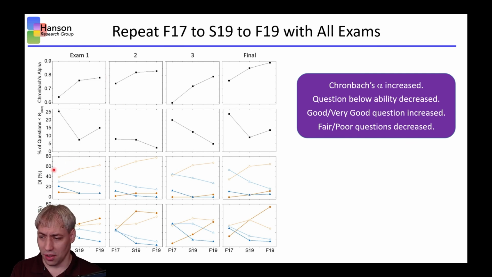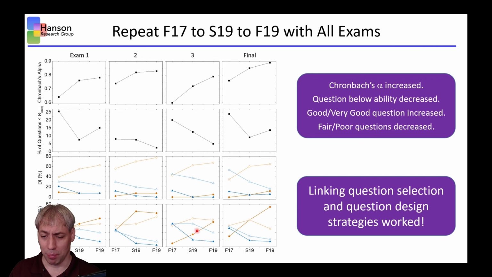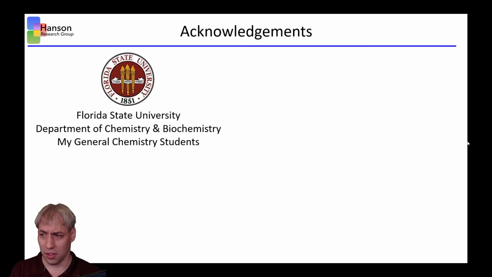You can see down here the question quality: orange is good, blue is bad. You can see the amount of orange is going up, the amount of blue is going down. Again, across the board, the test is getting better. And so overall, this linking question strategy as well as question design strategy showed us statistically that our exams are getting better with every single iteration. And so we can continue this process and just keep pruning questions, pick good ones, design better ones, and we can just keep improving our exams. And so very promising approach that we look forward to continuing in the future.